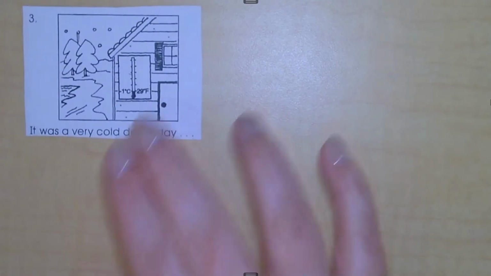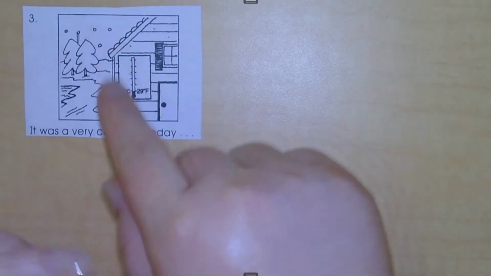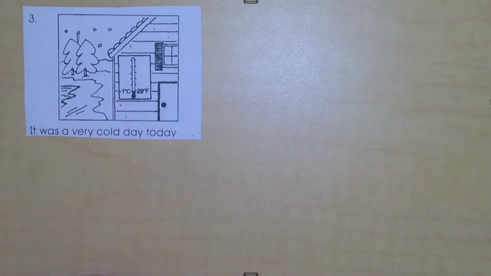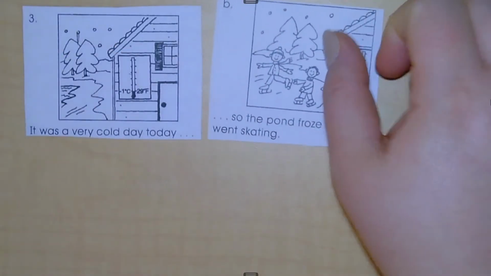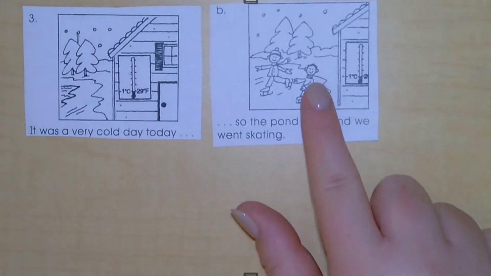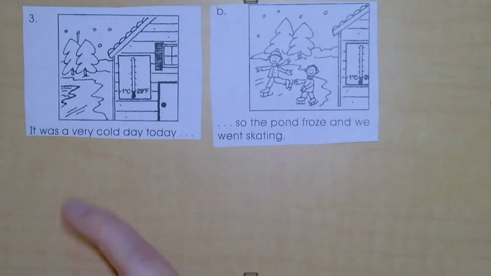Here's another cause. It was a very cold day today. Oh, look at that. It's really cold. Okay, it was a very cold day today. What could happen because it is a very cold day? So this is your cause. This is why this effect happened: the pond froze and we went skating. So the cause is that it was very cold today, and the effect of it being very cold today is that the pond froze and they were able to go skating. All right, let's look at some more.